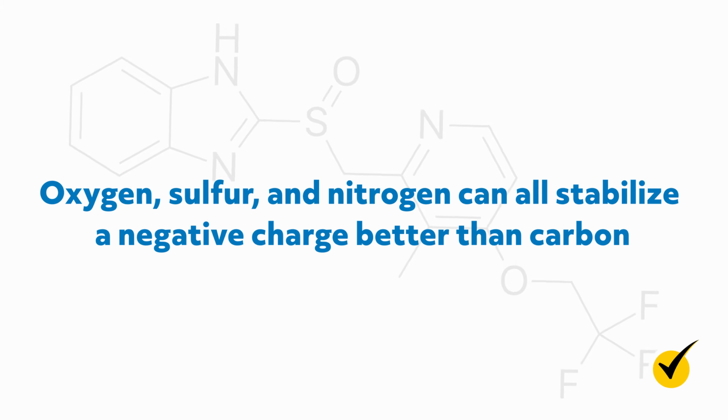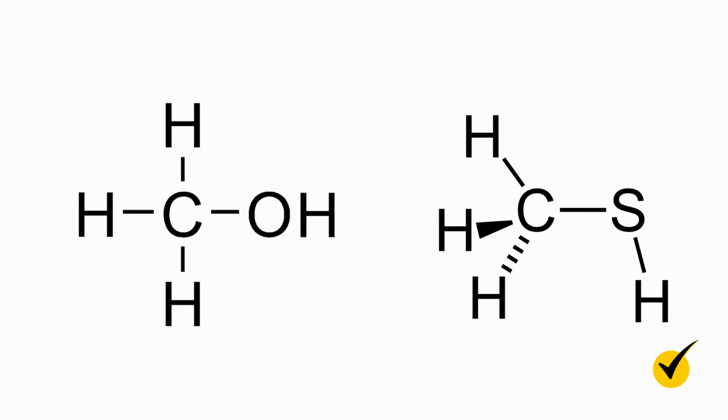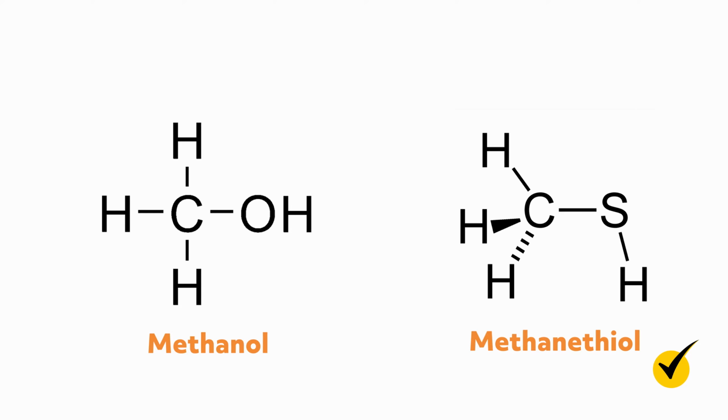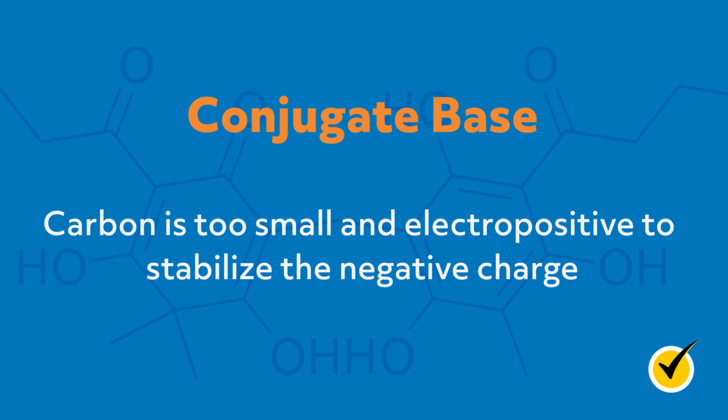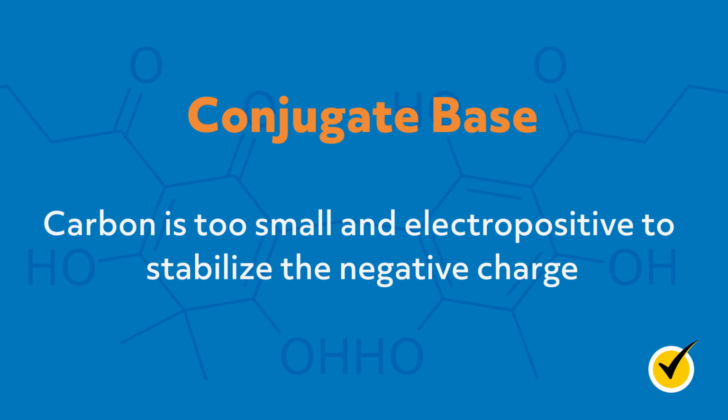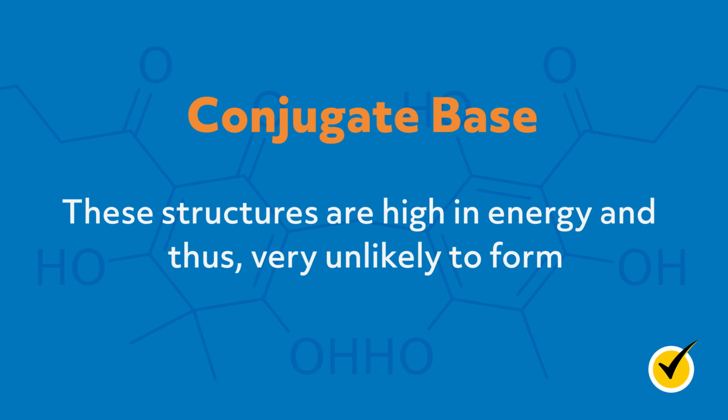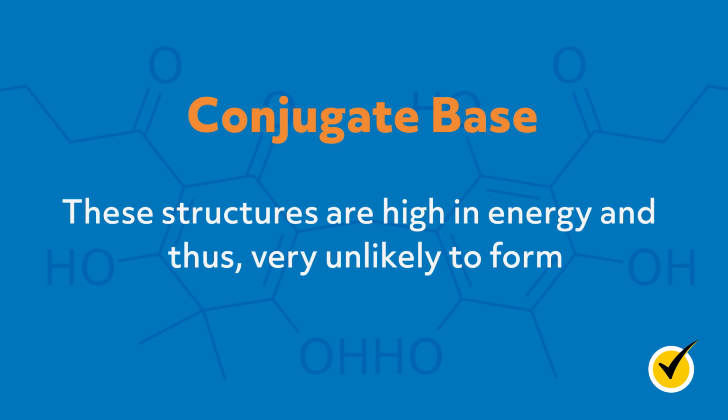Let's consider methanol and methanethiol as examples. If you removed one of the methyl hydrogens from either methanol or methanethiol, the negative charge would be left on the carbon. Carbon is too small and electropositive to stabilize the negative charge, which means these structures are high in energy and thus very unlikely to form.